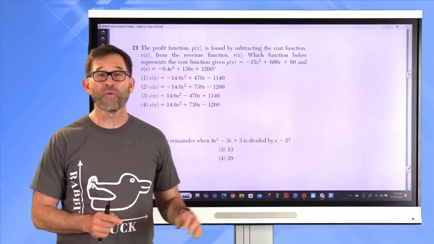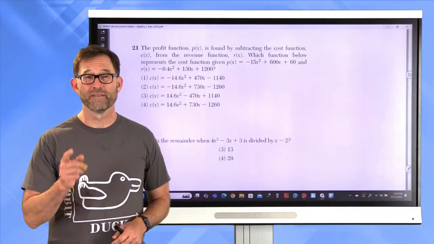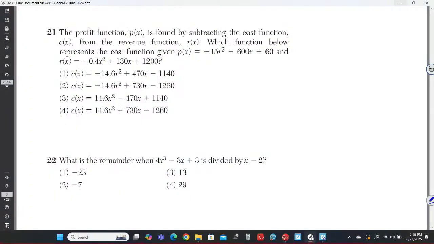I had gotten all the way up to problem 21. So let's review what's going on with problem 21. Let's take a look at the board. The profit function p of x is found by subtracting the cost function c of x from the revenue function r of x. Which function below represents the cost function given p of x equals negative 15x squared plus 600x plus 60 and r of x equals negative 0.4x squared plus 130x plus 1200?